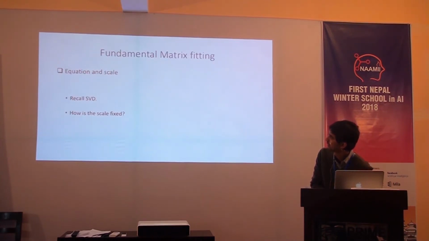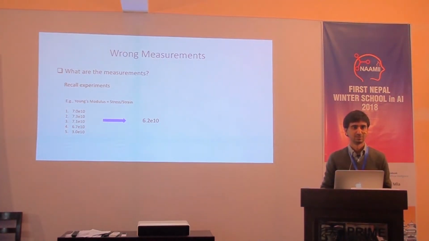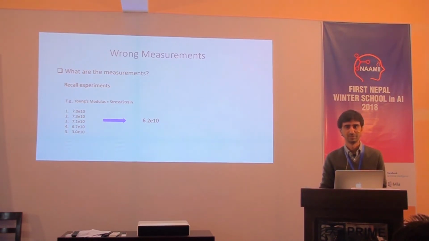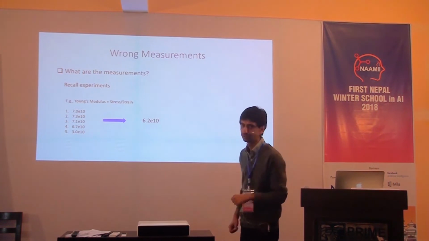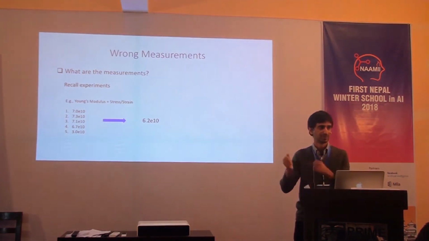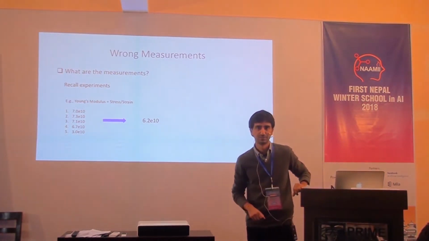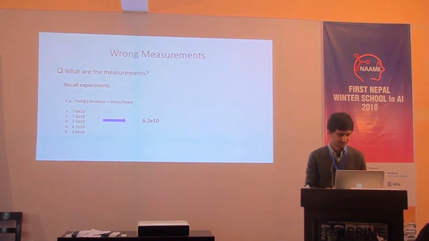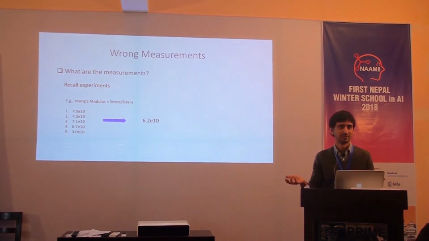So let's go to wrong measurements. Sometimes you have wrong measurements. So I guess some of you did some physics experiments when you were in intermediate or high school. So this is just a simple example of measuring Young's modulus. So you apply stress and measure strain and get the Young's modulus, right? Stress by strain. So this often happened when we're measuring: you measure 5 times and you get the least square solution by averaging.